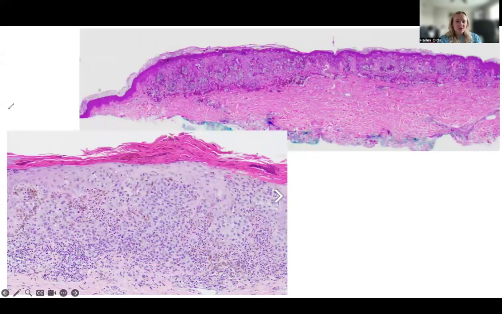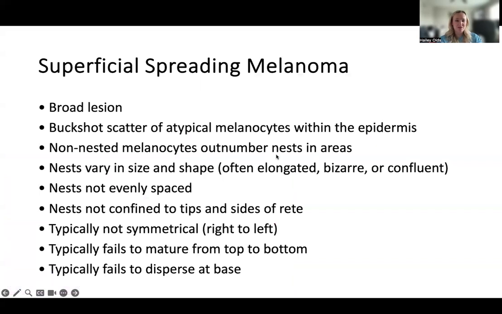Okay. So this one, you can see that you have a regular nest and you have some pagetoid spread of your melanocytes, which means it's going up into the epidermis. And the nests are just kind of irregularly spaced, different sizes. So this is kind of like the typical melanoma. This is superficial spreading melanoma, so it's usually a broad lesion. And you can have the buckshot scatter of atypical melanocytes, which is kind of like the pagetoid spread, and nests are not evenly spaced.